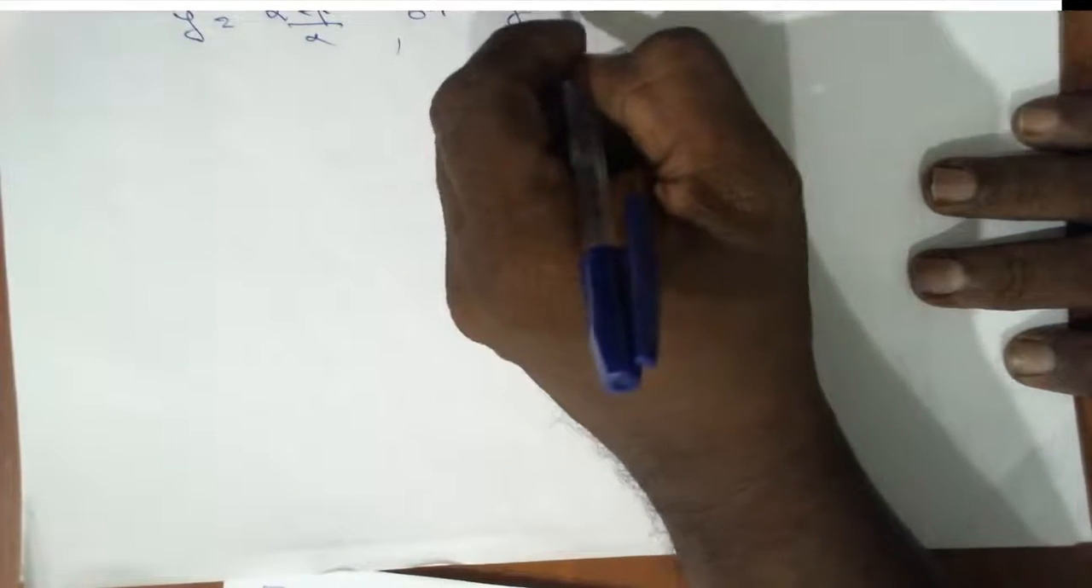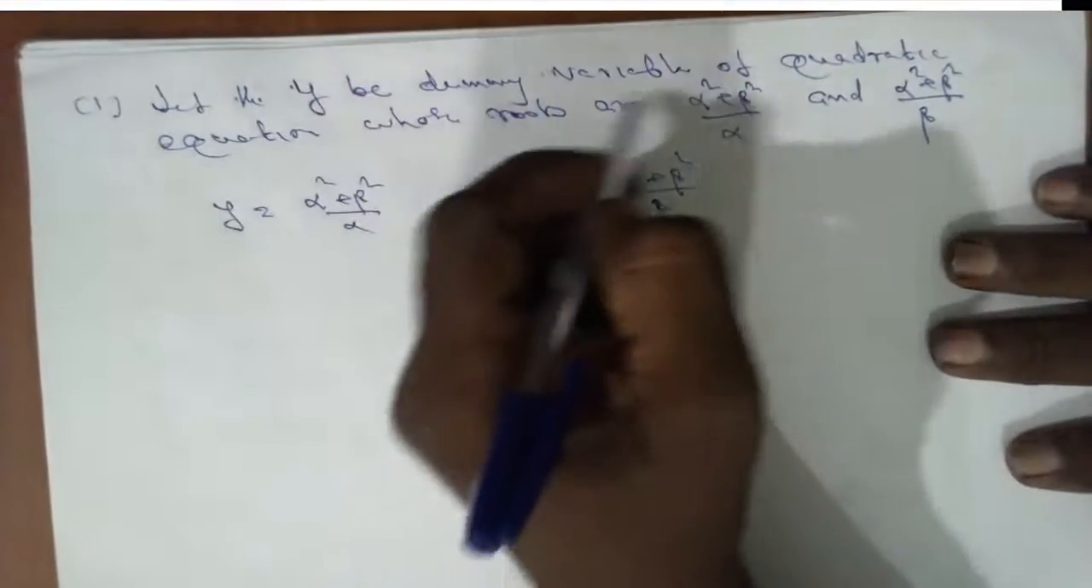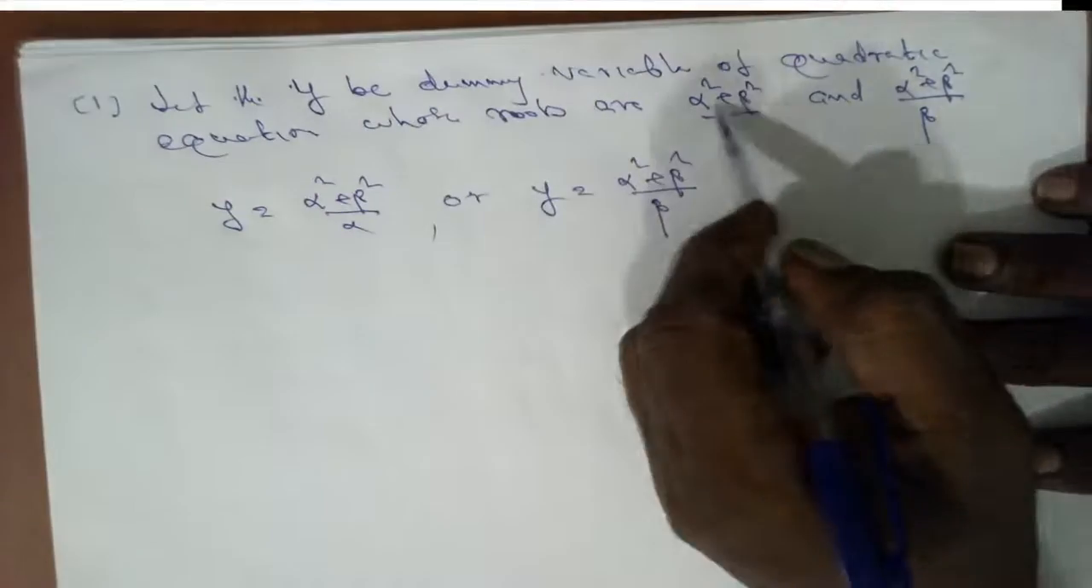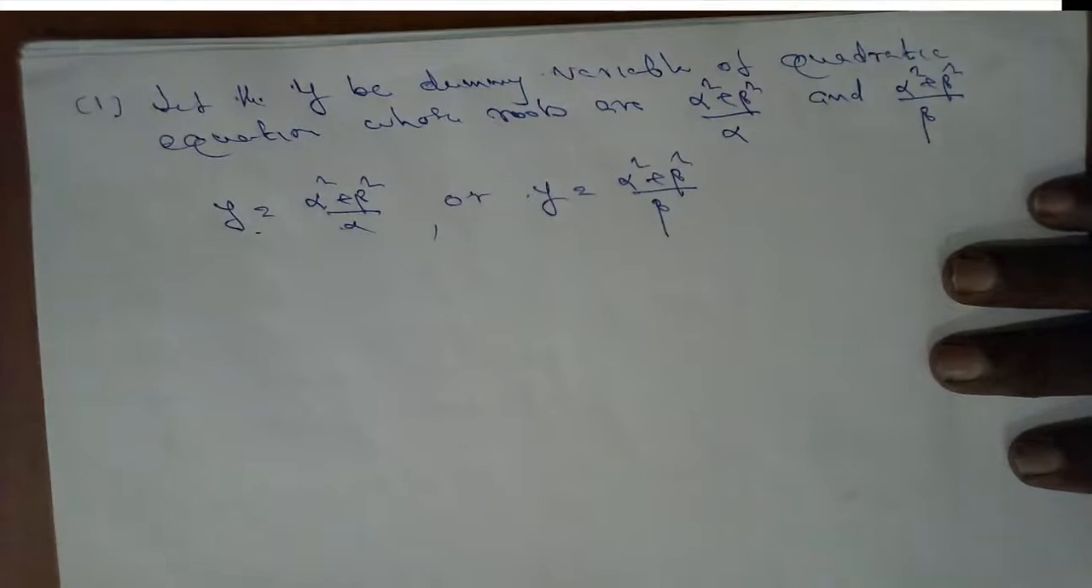alpha squared plus beta squared over alpha and alpha squared plus beta squared over beta, right? That is, y equals alpha squared plus beta squared over alpha, or y equals alpha squared plus beta squared over beta. So you take y as the dummy variable of the quadratic equation whose roots are these two values. That means you take y equals this value and y equals this value, right?